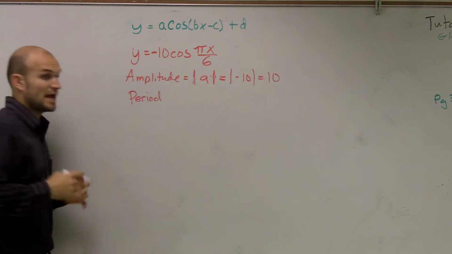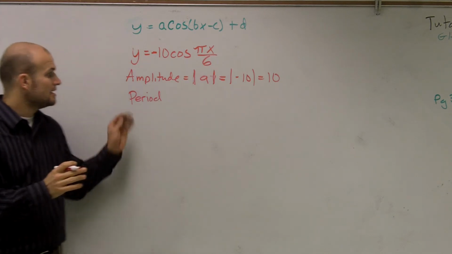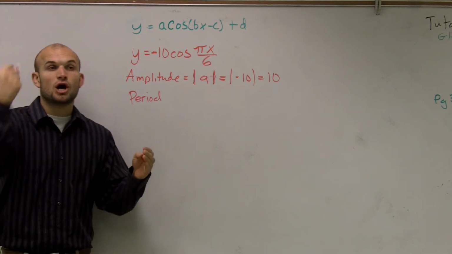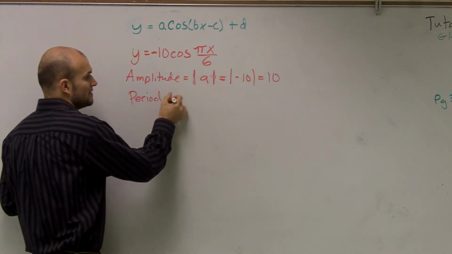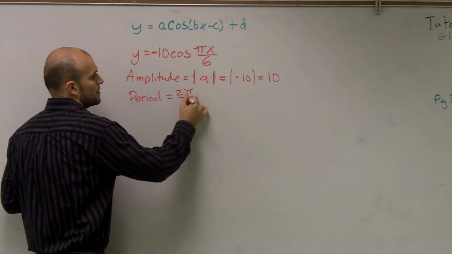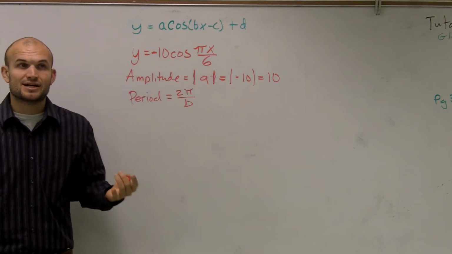Thank you. So the amplitude is going to tell us how far my graph is going to go above and below my x-axis. The period is going to tell you how long it takes for your graph to make one cycle. So my period is going to be 2 pi over b, where b is your number in front of x.